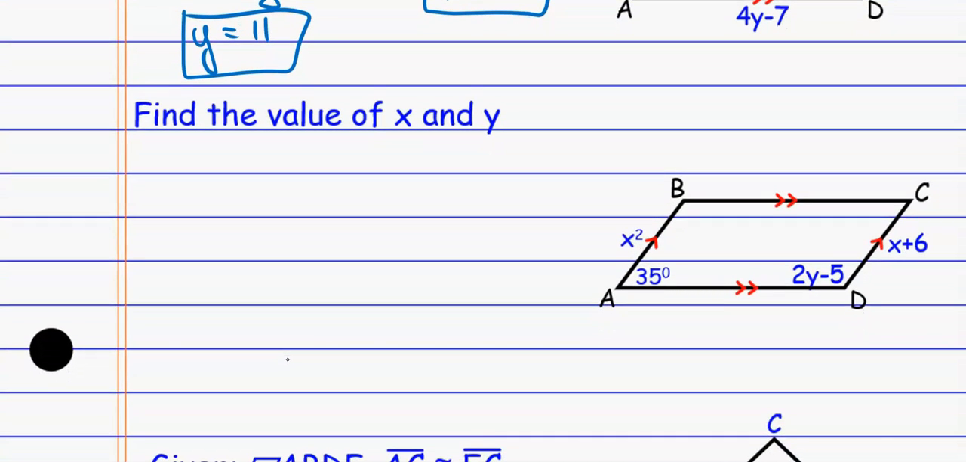If I look at the next one, same kind of thing. I just have to look at this and say, okay, it's a parallelogram. What's labeled here? When I look at AB and CD, those are opposite sides, so I can set those equal to one another because opposite sides are congruent.